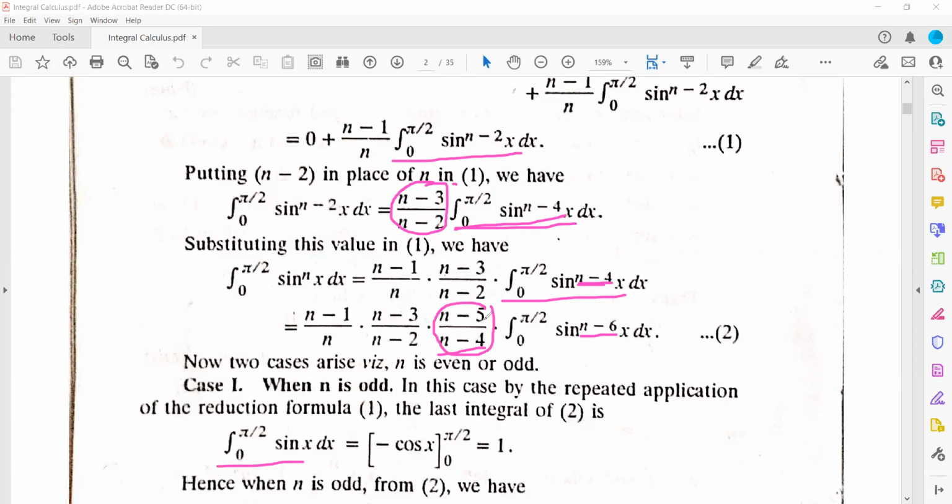That means in the numerator, you are writing its power as 1 less than whatever power is there. And in the denominator, I am writing the same thing. So what? 1 less, is it not?